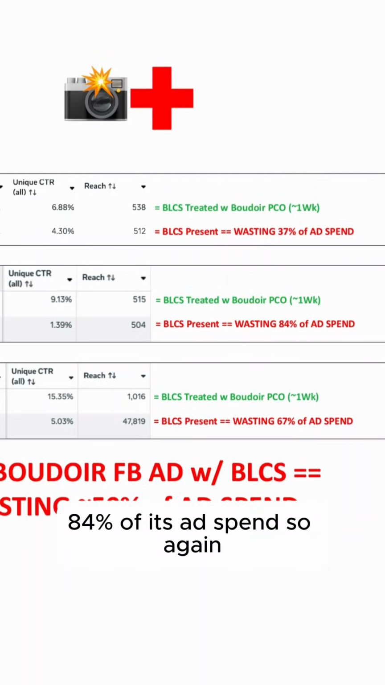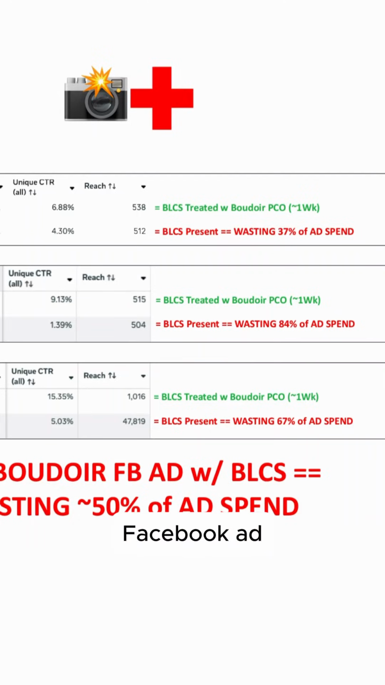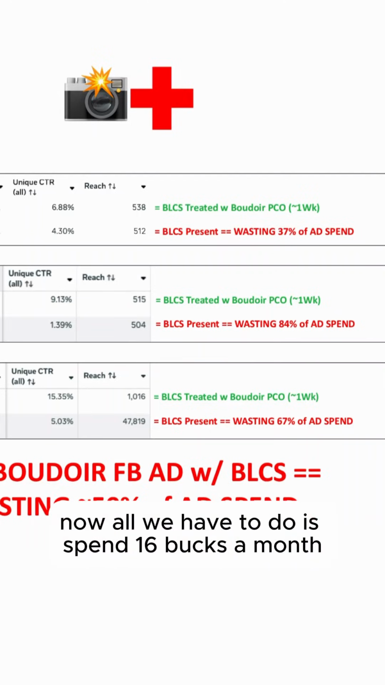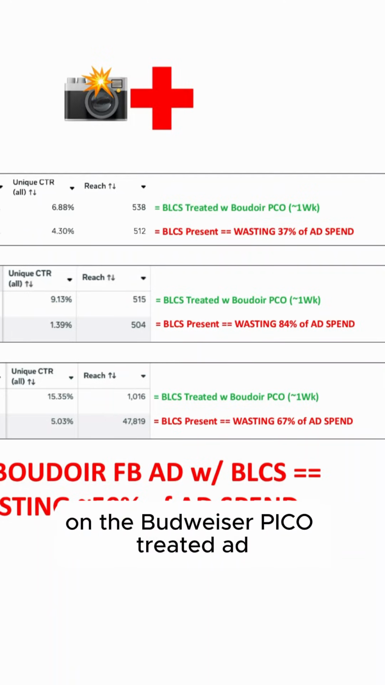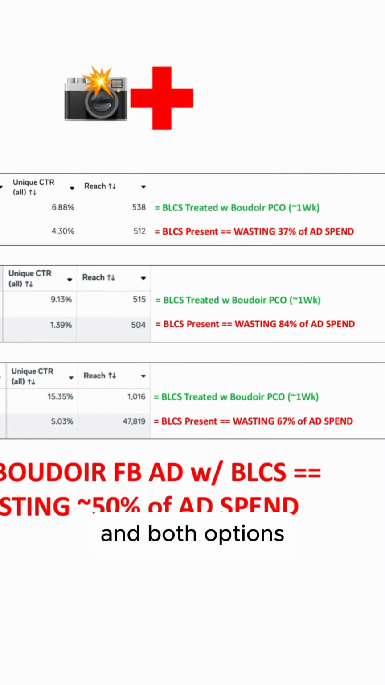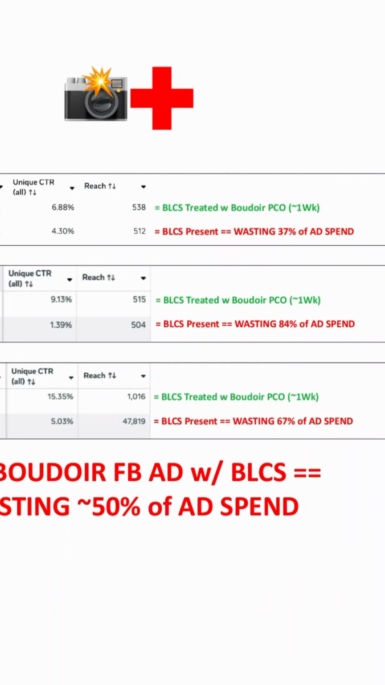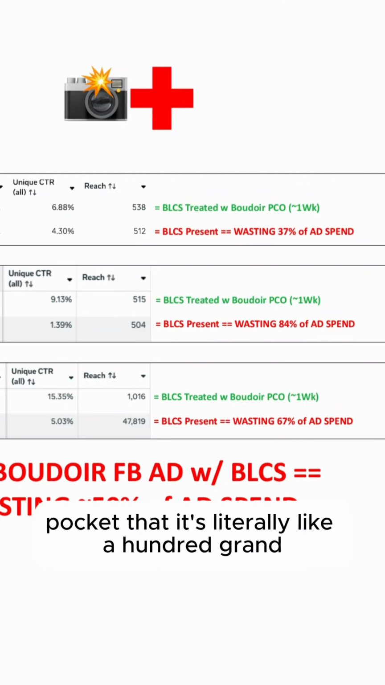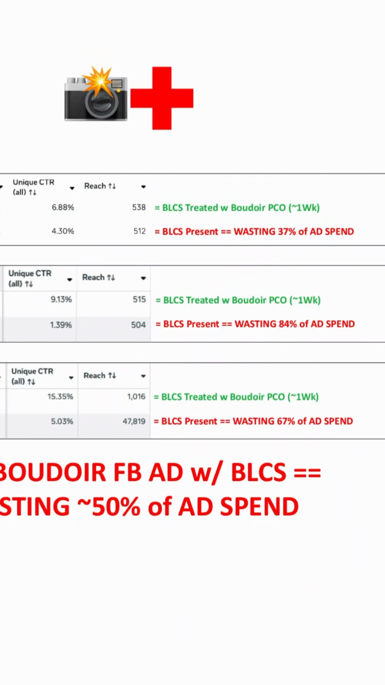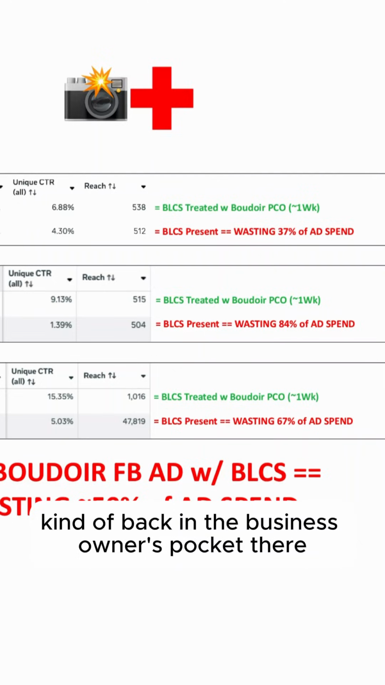And so we found out that the original Boudoir Facebook ad was wasting 84% of its ad spend. So again, if they're spending 10 grand a month on the original Boudoir Facebook ad, now all we have to do is spend 1,600 bucks a month on the Boudoir Pico treated ad, and both options get our ad into the same number of women's brains. So we can eliminate that wasted $8,400 a month in ad spend, pocket that. It's literally like 100 grand, pocketed bonus back in the business owner's pocket there.